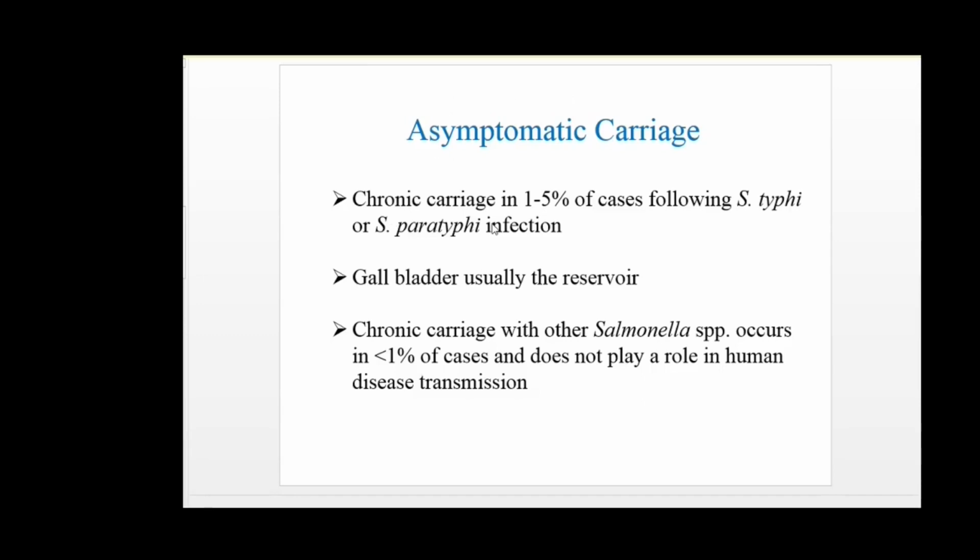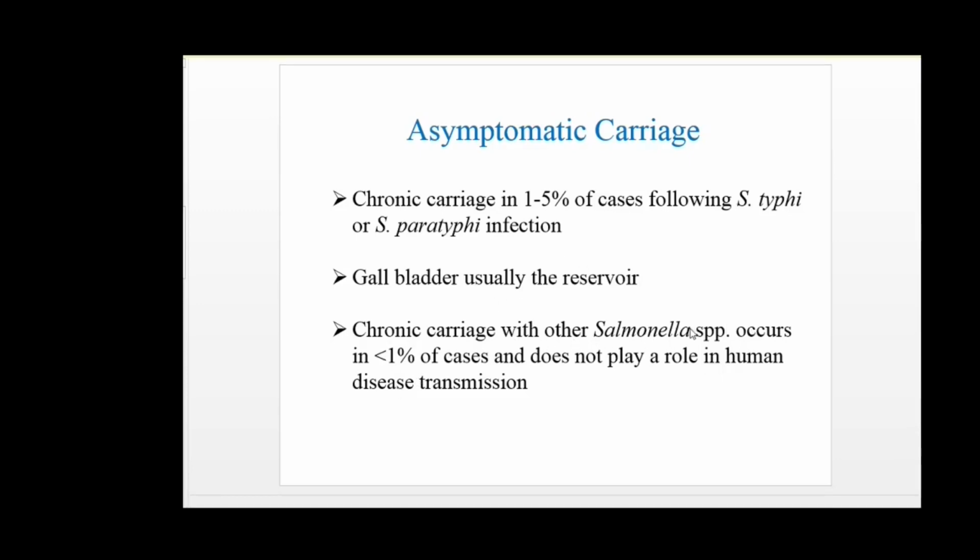Okay, chronic carriers can occur in 1 to 5% of cases following Salmonella typhi or Salmonella paratyphi infection. So out of 100 people who are affected with enteric fever, 1 to 5% may become chronic carriers. Okay, and this bacteria will continue to multiply in the gallbladder. Okay, so the gallbladder becomes a reservoir. Chronic carriage with other Salmonella species occurs in less than 1%.